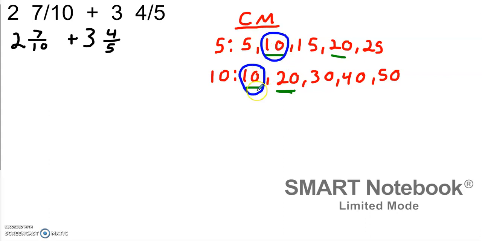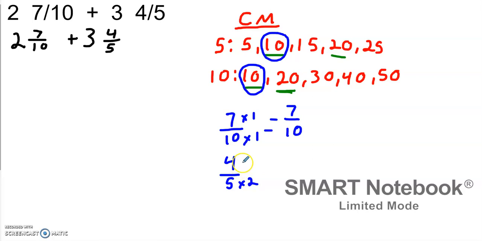Okay, with that, I list the 2 fractions on the side. And what I do to one, I do to the other. Since I'm making it 10, 10 times what gives me 10? That's 1. So I multiply the denominator and the numerator by 1, which gives me the 7/10. And then the other fraction is 4/5. 5 times what gives me 10? Well, I know 5 times 2 gives me 10. Since I multiply the denominator by 2, I need to multiply the numerator by 2. So 4 times 2 is 8, and 5 times 2 is 10.